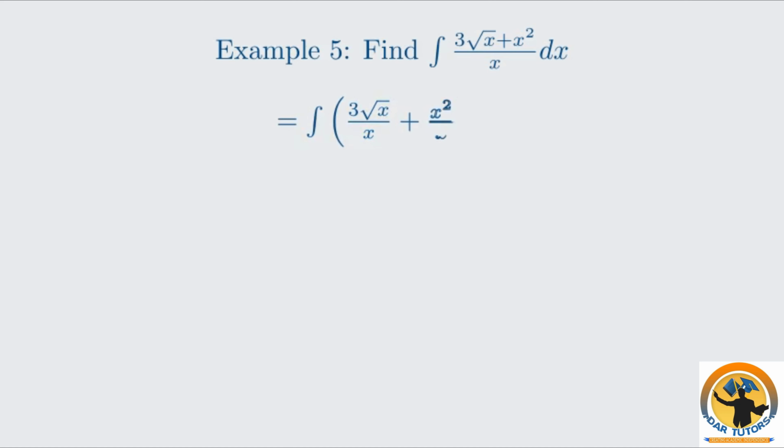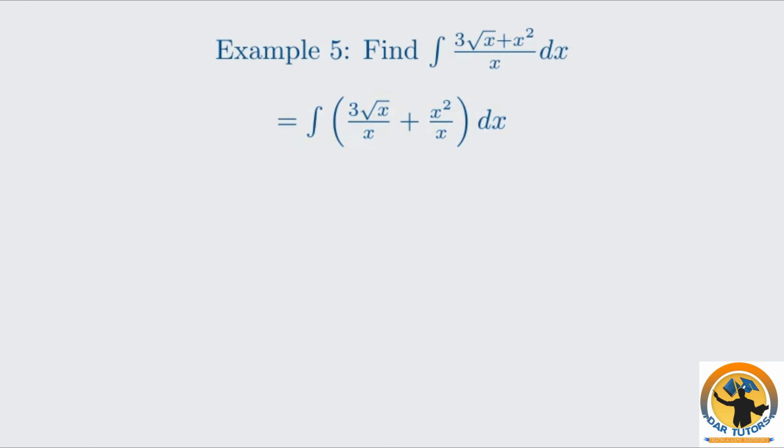We need to find the integral of the quantity 3 square root of x plus x squared, all divided by x. Just like with the previous example, there is no quotient rule for integration. We must simplify the expression first. We can do this by dividing each term in the numerator by the denominator, x. This gives us the integral of 3 square root of x over x plus x squared over x. Now let's simplify each term.